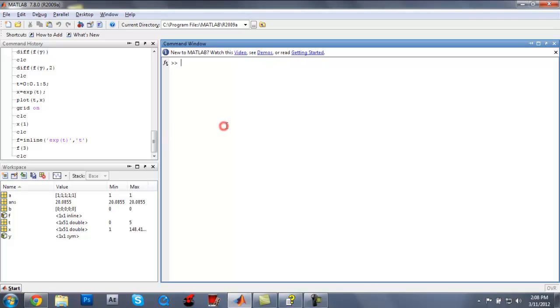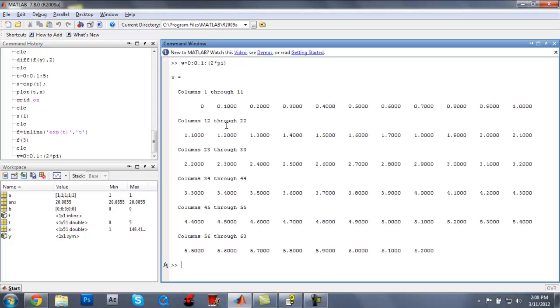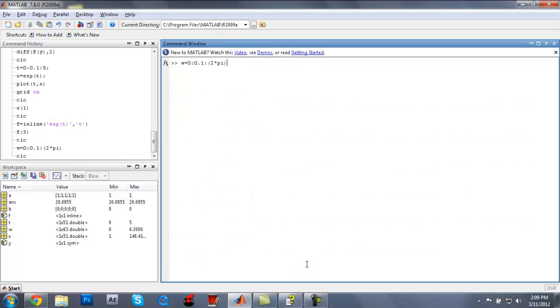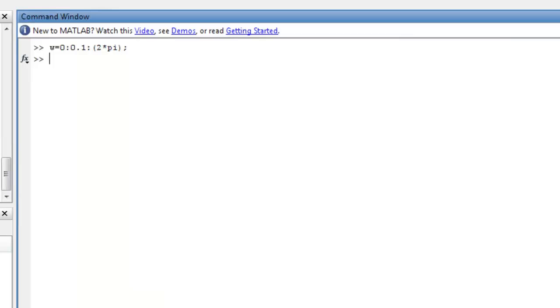For example, if we want to plot a sine wave from 0 to 2 pi, I define omega, w, as from 0 with a difference of 0.1 to 2 into pi, where pi is already defined here. I am going to terminate. If I don't terminate here, it gives me lots of values at each and every instant: at 0 the omega value is 0, then 0.1, 0.2, 0.3, a whole lot of values. It would be quite messy. I will terminate this, hit enter.